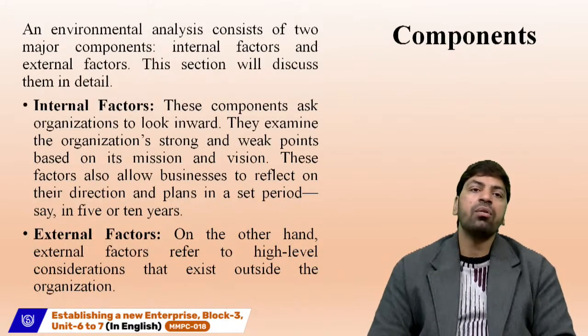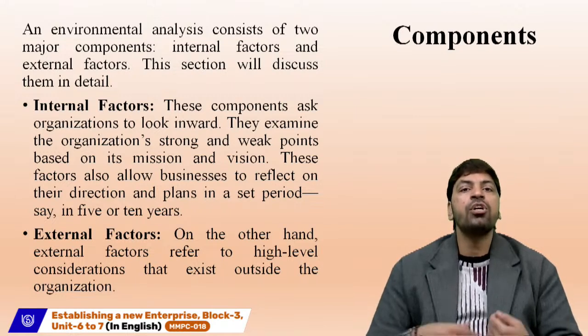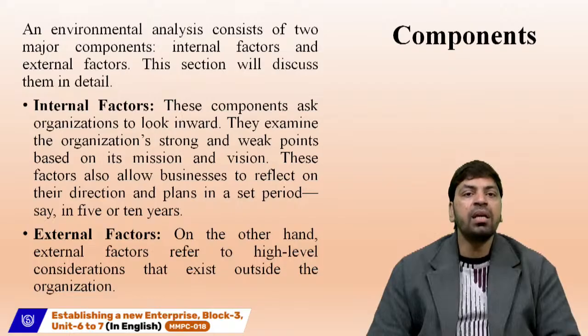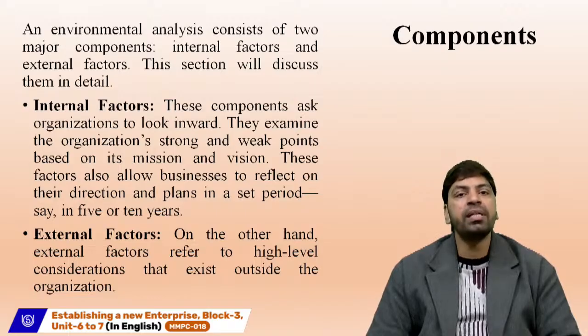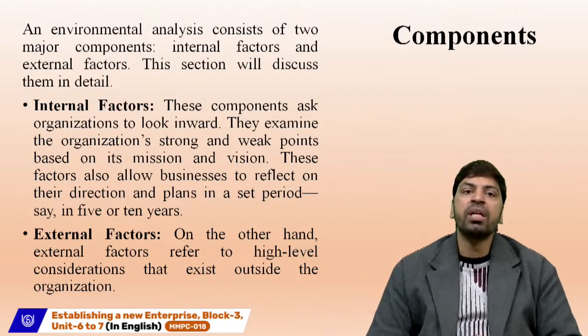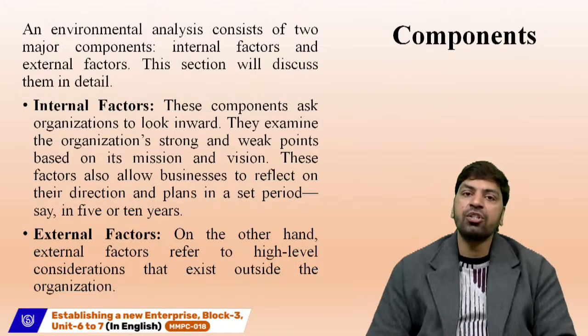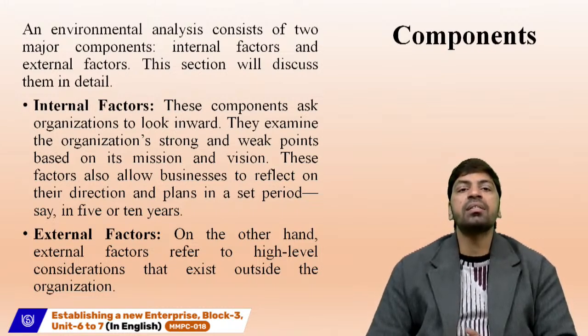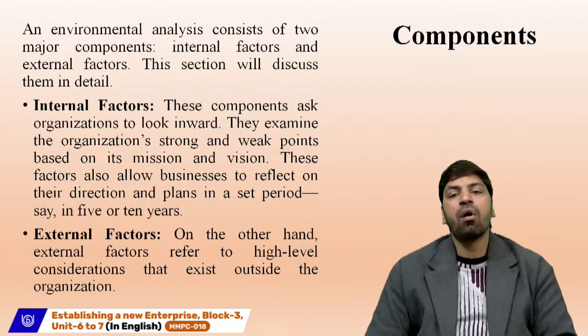Components. There are two main components, internal factors and external factors. These components ask the organization to look inward. This could be the employees or the management team, and they could examine the organization's strong and weak points based on its mission and vision. These factors also allow businesses to reflect on their direction and plan in a set time period of 5 to 10 years. Next is external factors. On the other hand, external factors refer to high level considerations that exist outside the organization.